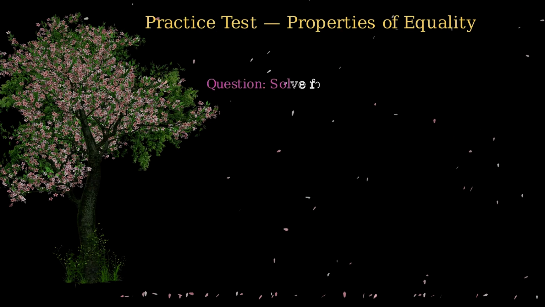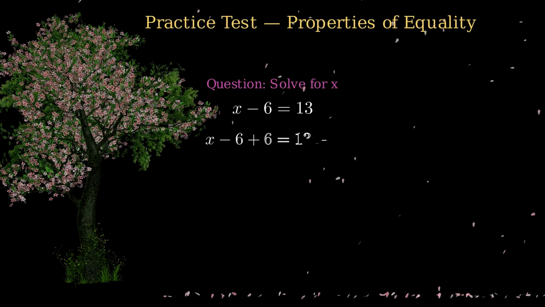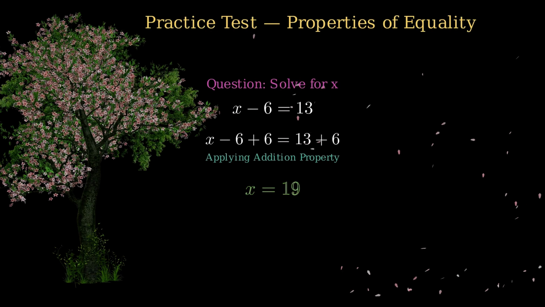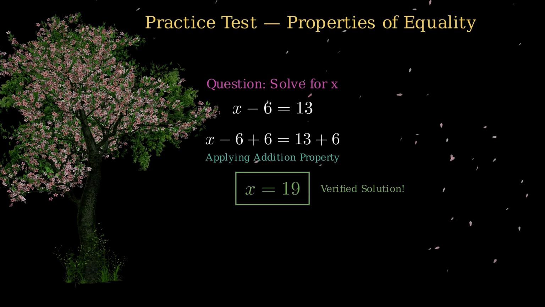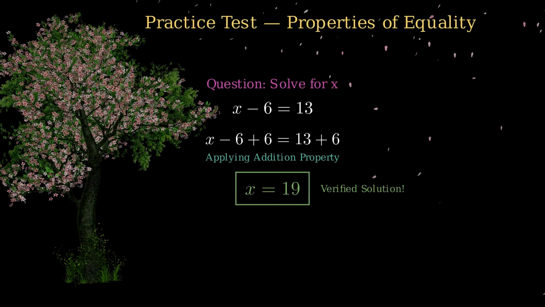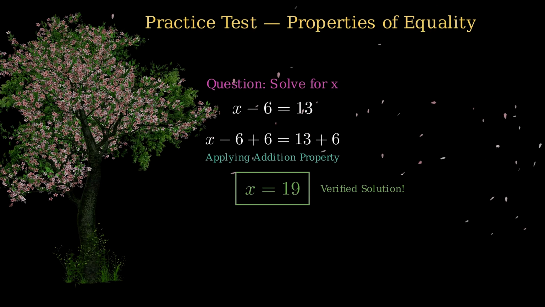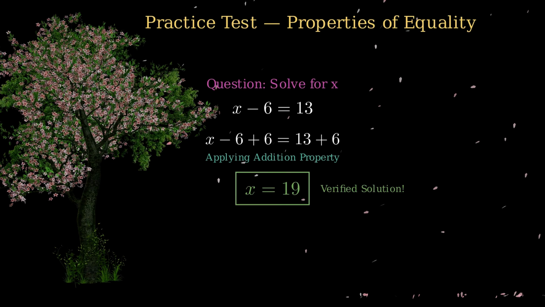Let's test our understanding with a practice problem. Solve the equation x minus 6 equals 13. To isolate the variable x, we apply the addition property of equality. By adding 6 to both sides of the equals sign, the balance is perfectly kept, and we successfully find that our solution is x equals 19.